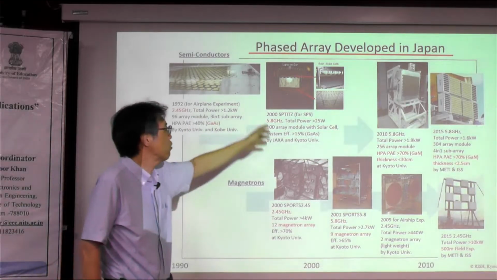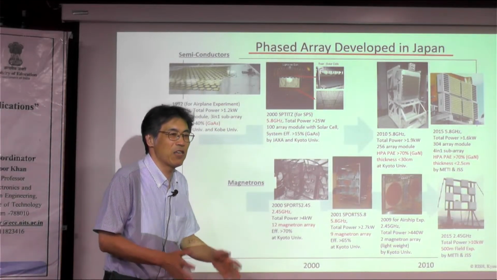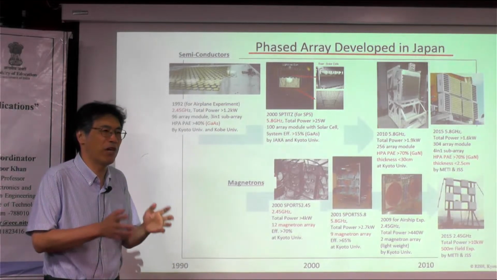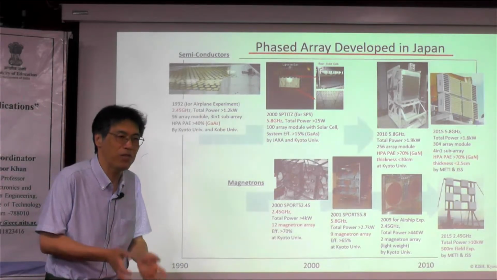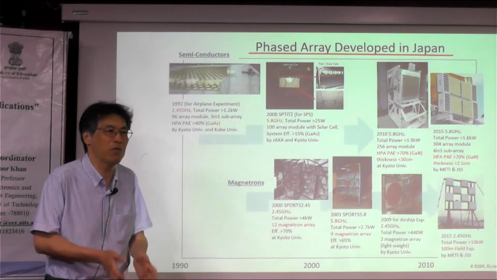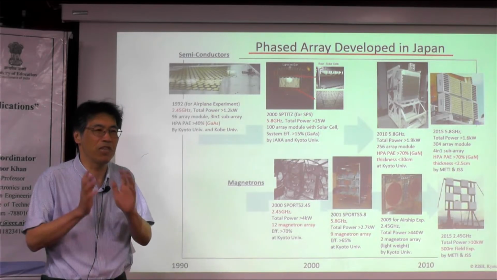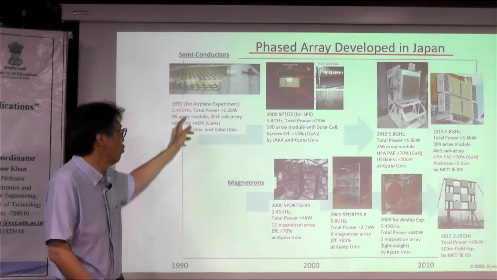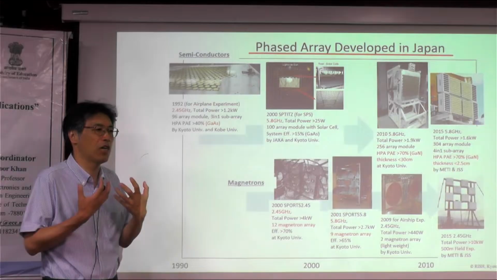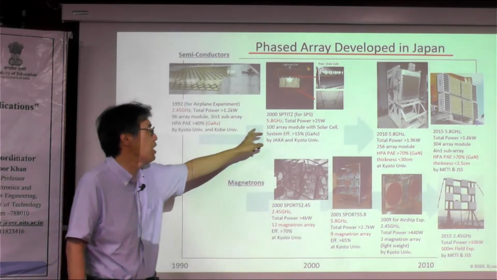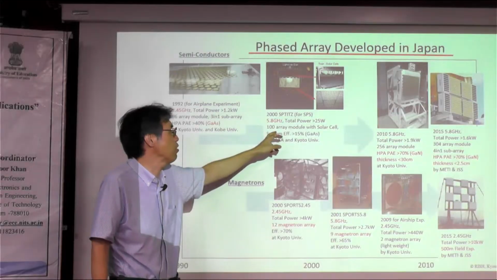And 10 years later, we increased the frequency. This morning, I explained that if we would like to increase beam efficiency, a higher frequency is better, if we have a high efficiency circuit. So during these 10 years, we got very good circuit technology at higher frequency. So at that time, we adopted 5.8 gigahertz.